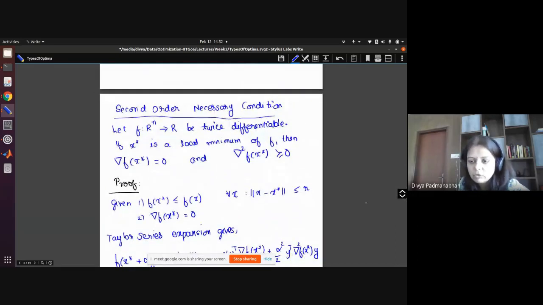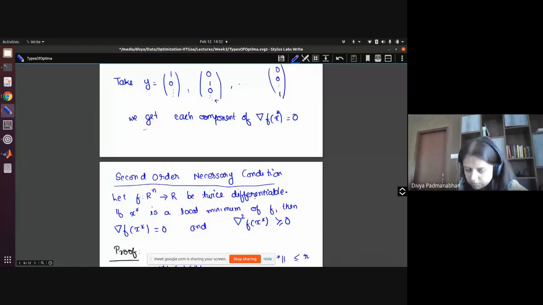What it says is that if you have a function that's twice differentiable, and x star is a local minimum, then in addition to the gradient being 0, the Hessian, the second order derivative at the point x star, has to be positive semi-definite. Again, this is a necessary condition. So if you have some point where the Hessian is not positive semi-definite, then immediately you can discard it, saying that's not a local minimum.